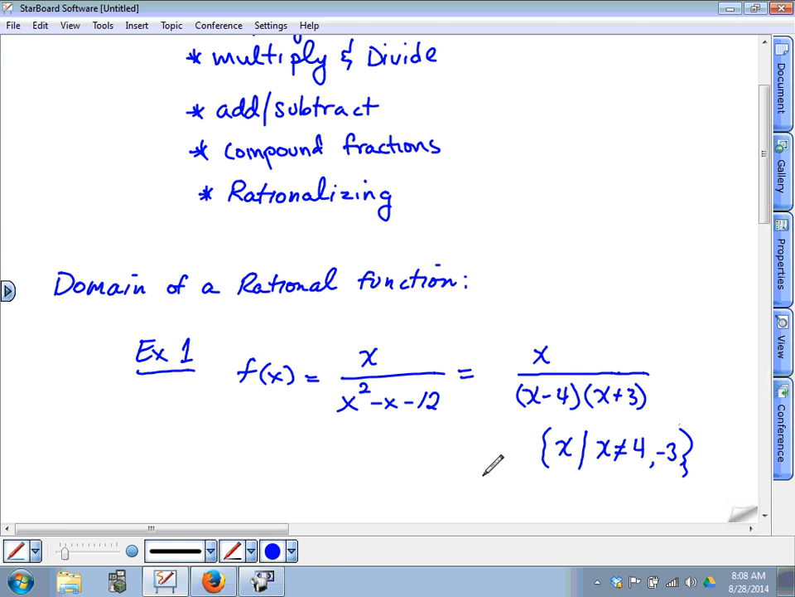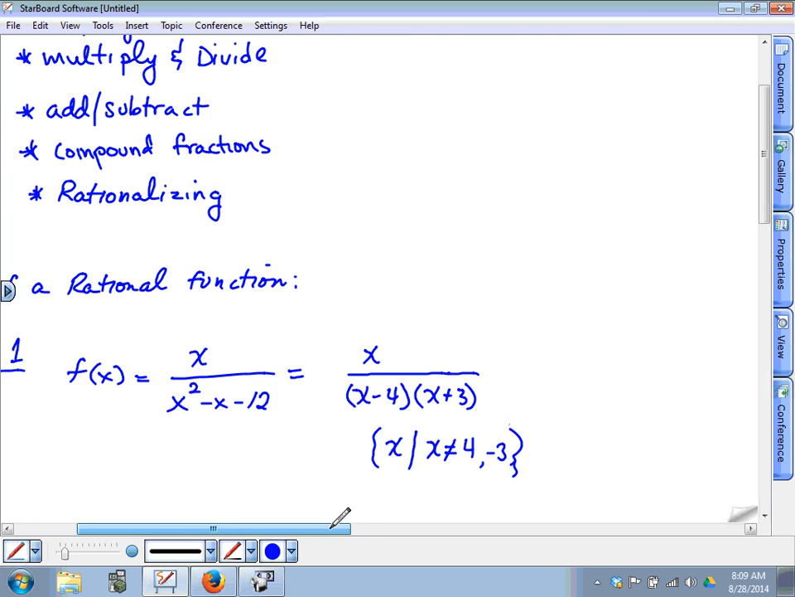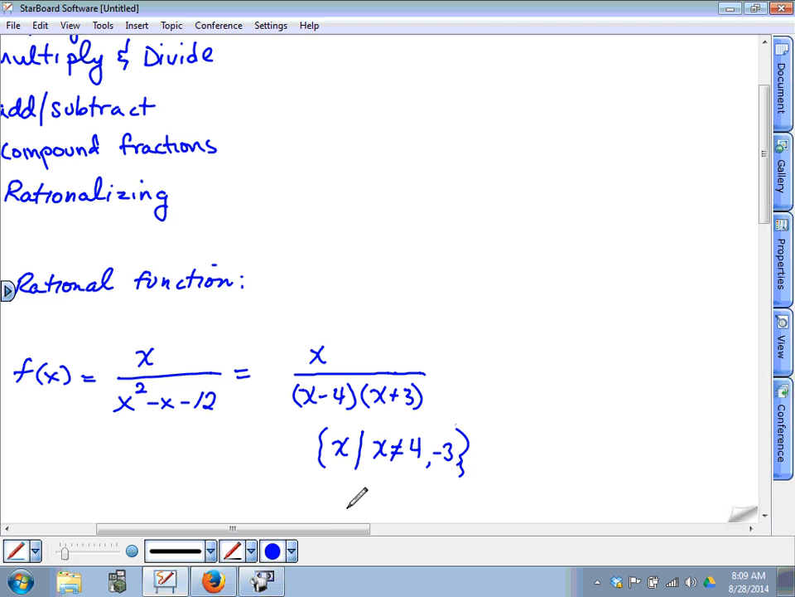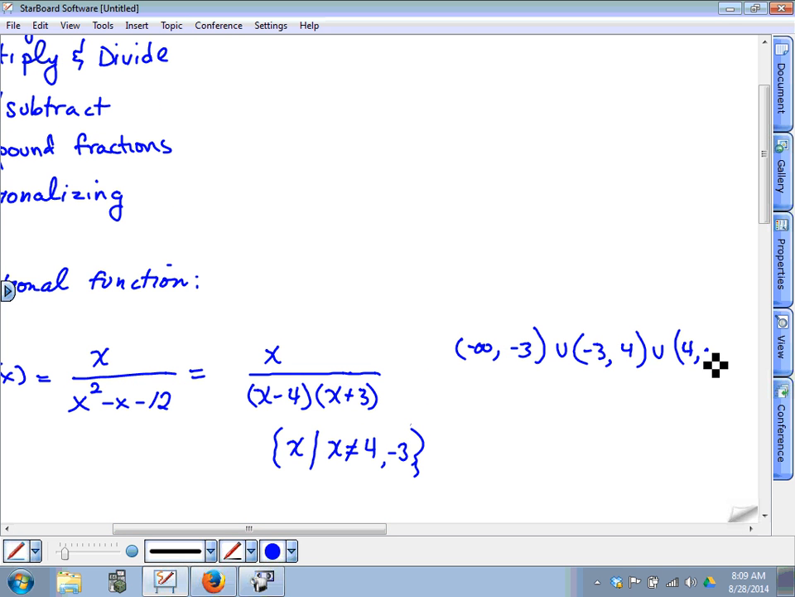If it's just a couple of excluded values, set builder notation is really the easiest way. If you're insistent on using interval notation, which is fine, in interval notation, the domain would be negative infinity to negative 3, parenthesis, union, negative 3 all the way up to 4, union 4 to infinity. So you can do it that way if you want.